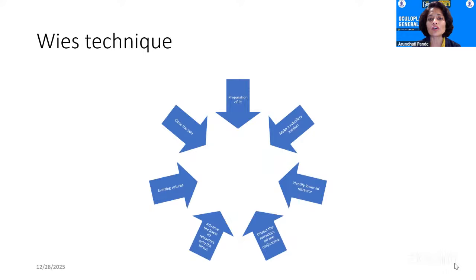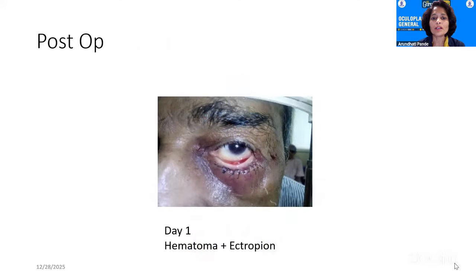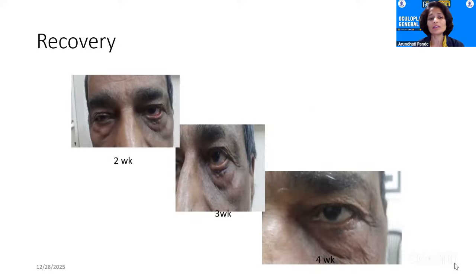Then dissect the retractor off the conjunctiva and advance the lower lid retractor onto the tarsus. For the everting, I will be showing a video after a few slides. So the lower lid retractors are tucked to the tarsus, and the skin is closed again. So this was the picture. You can see there is a hematoma and mild ectropion. For this, wet and wash and vitamin C is given. You can see gradually that the ectropion went away and he had a good normal position of the lid.